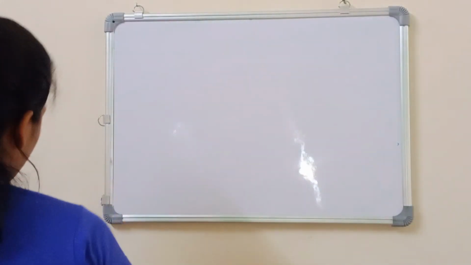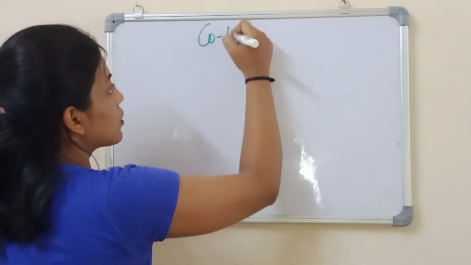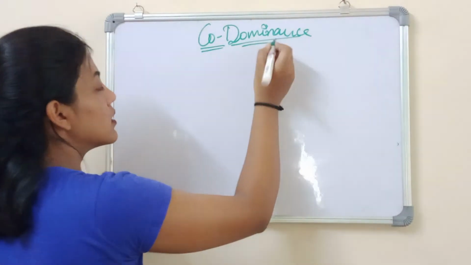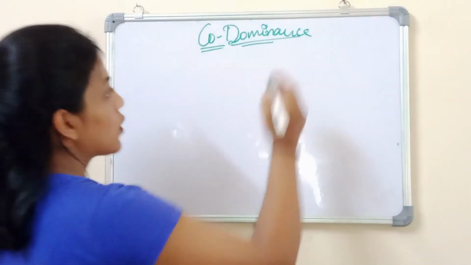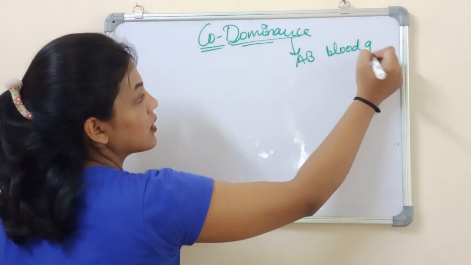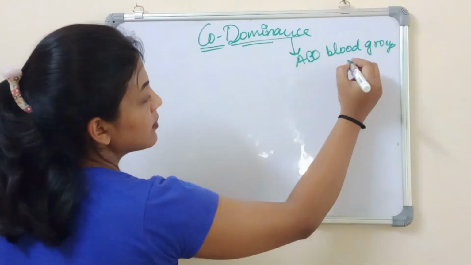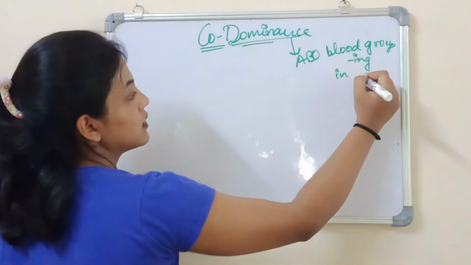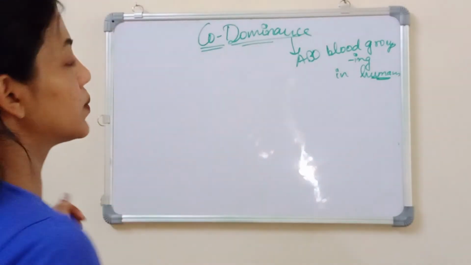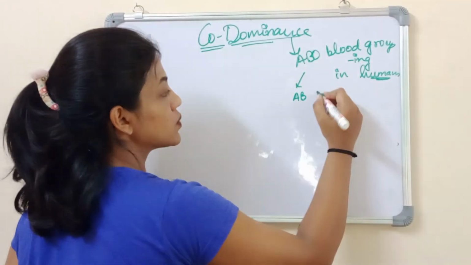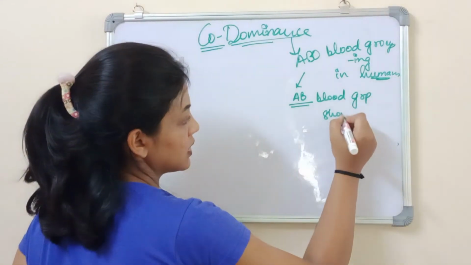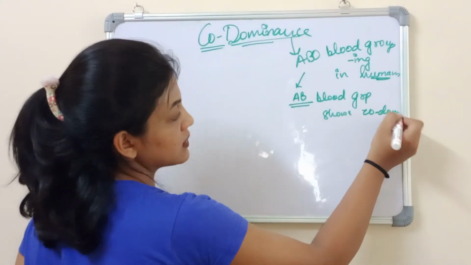Now let's discuss codominance. The most common example of codominance is ABO blood grouping in humans. In ABO blood grouping, the AB blood group shows codominance.